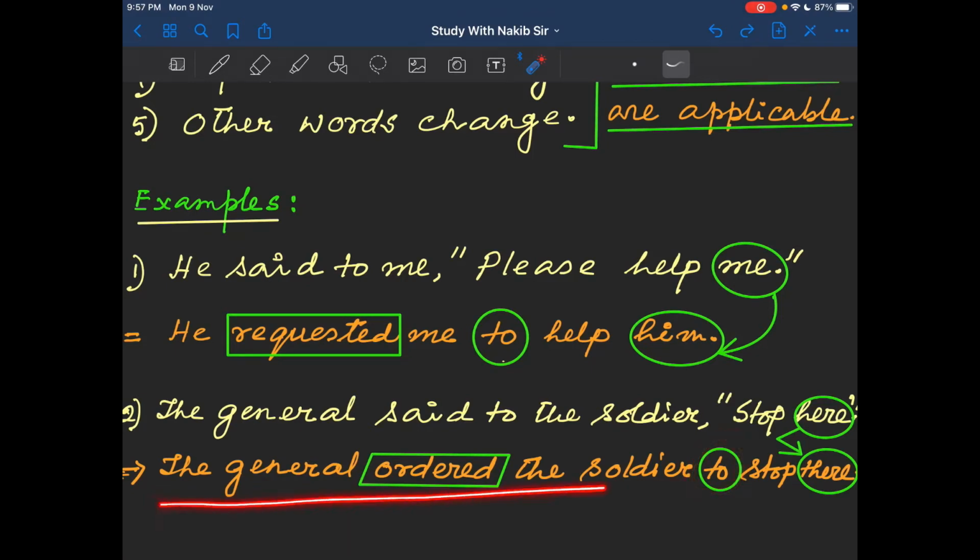So the general ordered the soldier to stop here. No, not here. Here will be changed to there in the indirect speech. When the time and place of the event are changed in the indirect narration, here they are changed. For this, here will be changed to there. And your final answer is: the general ordered the soldier to stop there.